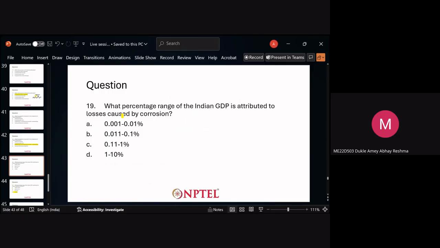So basically, we all know we don't do too much predictive maintenance, and we wait for the material to fail. This is something which has been in Indian culture for a long time. Because of that, there are a lot of high losses because of corrosion. So the losses range between 1 to 10%, which is quite a huge loss.